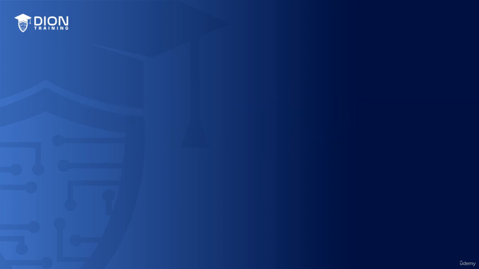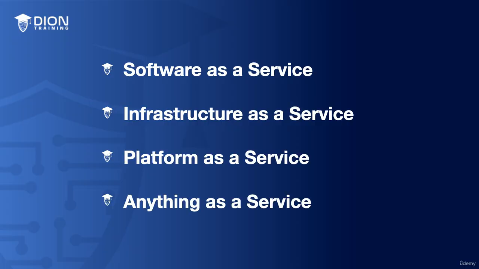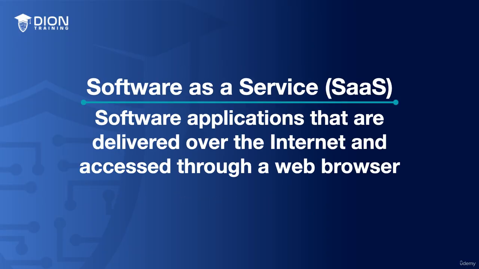Next, we have our service models, which are the different ways in which cloud services can be delivered to customers, including software as a service, infrastructure as a service, platform as a service, and anything as a service. The first service model we have is known as software as a service, or SaaS.